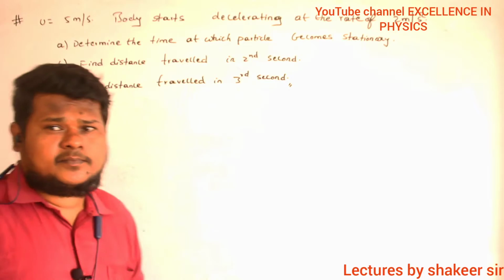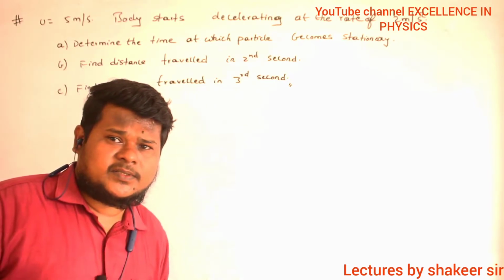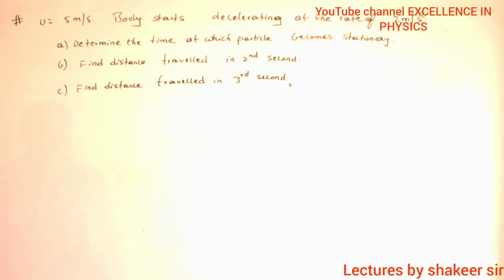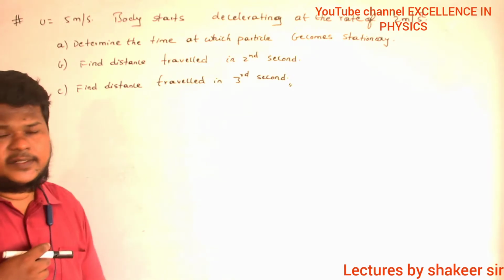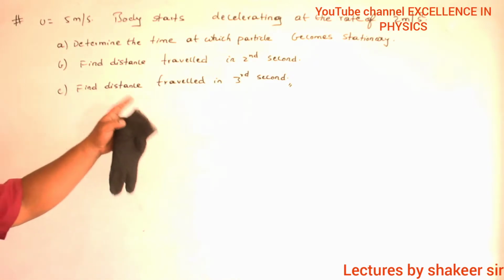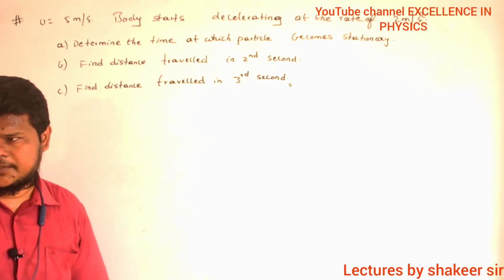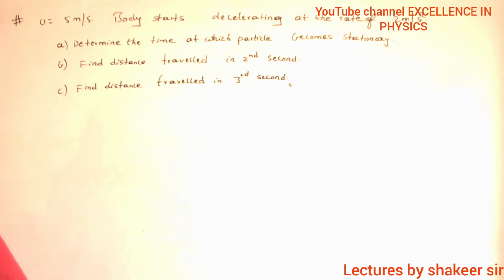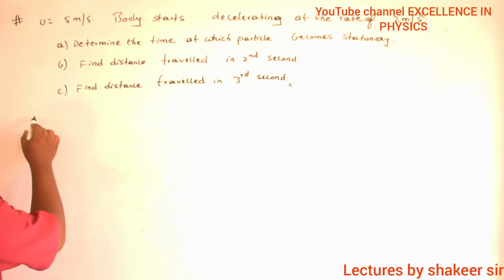So, the initial velocity of the body is how much? Initial velocity of the body is 5 meters per second. Clear? So the body starts decelerating at the rate of 2 meters per second square. Then determine the time at which the particle becomes stationary. Stationary means it goes into rest position. So therefore he is asking about the time only.